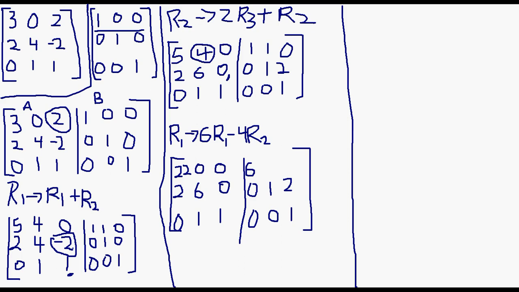So moving to this place too. 6 times 1 is 6. So this same 6 minus 4 times 1, which is negative 4. So 6 minus 4 is 2. All right. So now we are moving to this side.